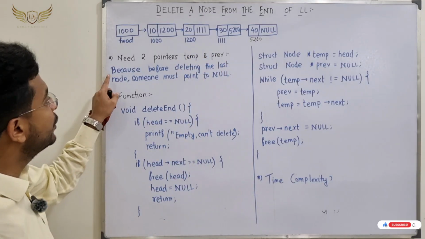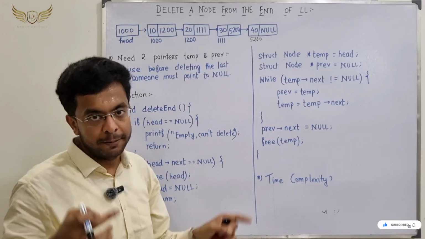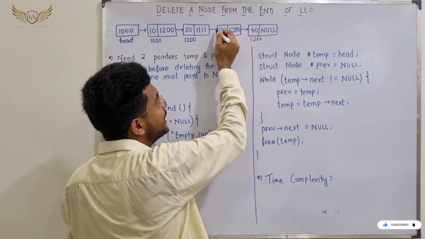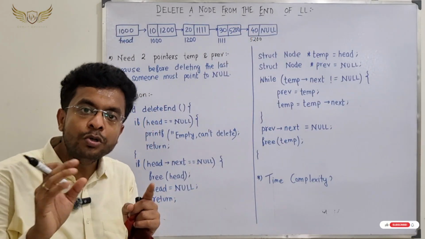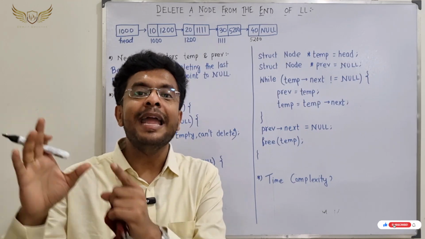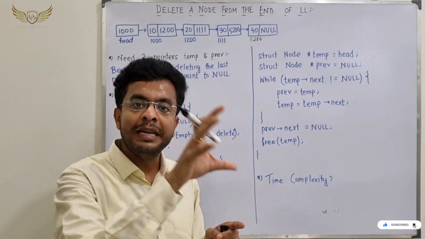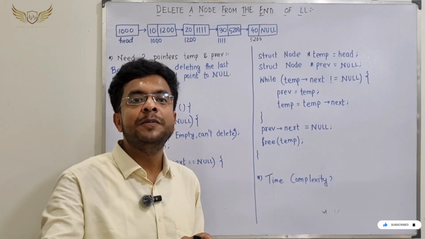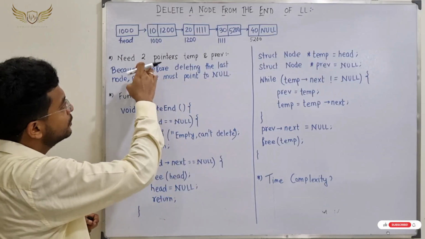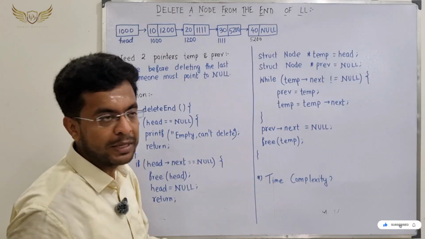What is the motive? The motive is that before deleting the last node, someone must point to null. That is, before deleting this particular node, the previous node should point to null. At least one node should hold the null. What does that null specify? Null says this is the end of the linked list. Just like head holds the address of the first node of the linked list, similarly null specifies this is the last node of the linked list. That's why we'll be using 2 pointers. How and why, we will see in depth when we talk about the code in depth.